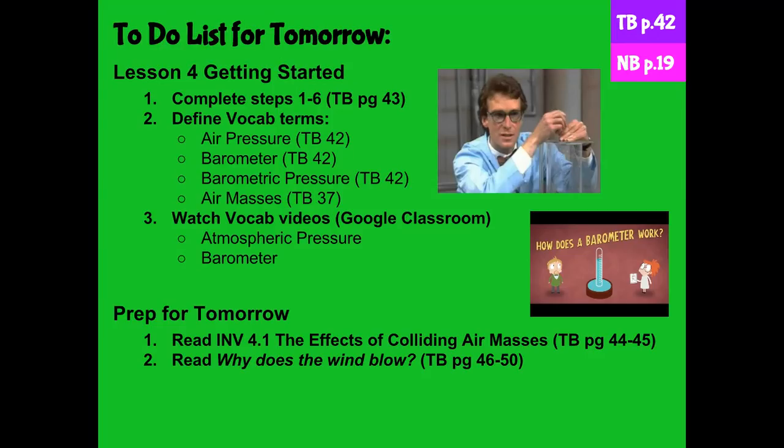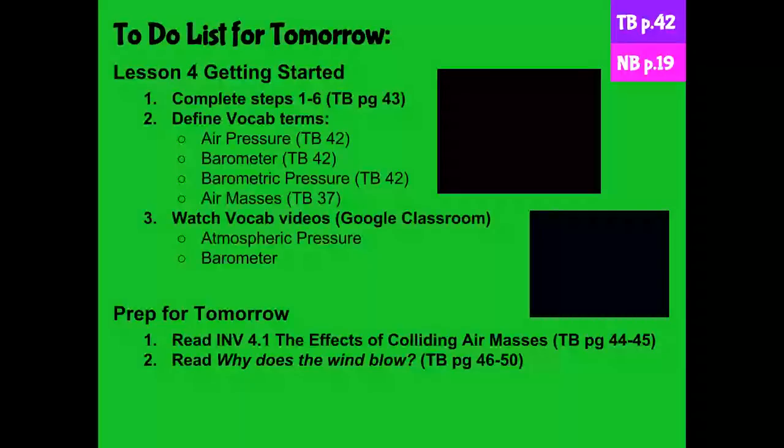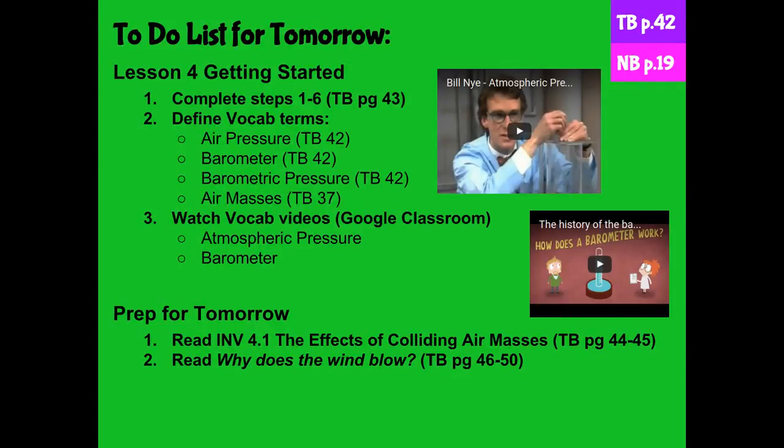So your to-do list for today is to complete the Getting Started in your textbook, page 43. There's 6 different steps to that. When you get done, you need to make sure that you define 4 terms: air pressure, barometer, barometric pressure, air masses. And then your teacher may have posted a couple videos on Google Classroom explaining atmospheric pressure and barometer.